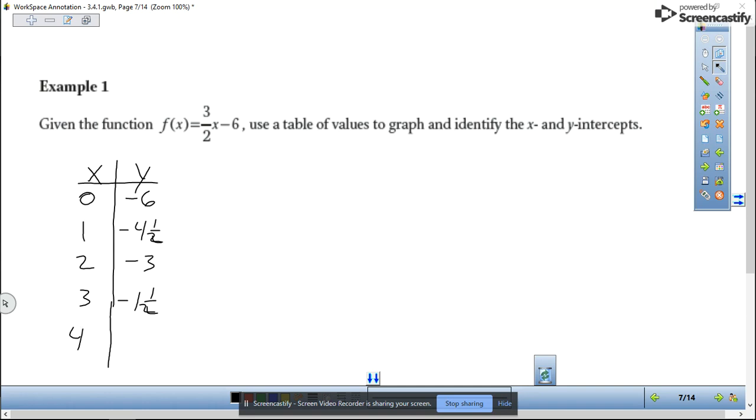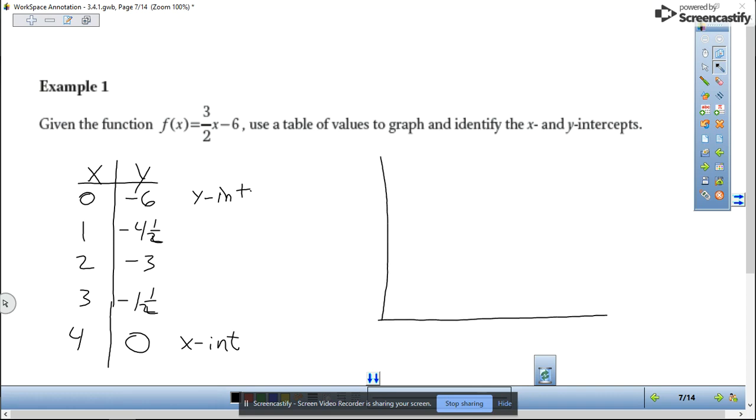Go 4. 3/2 times 4 is 6. So then 6 minus 6 is 0. So there's my y-intercept and my x-intercept. It says to graph those, so I'm going to graph this.